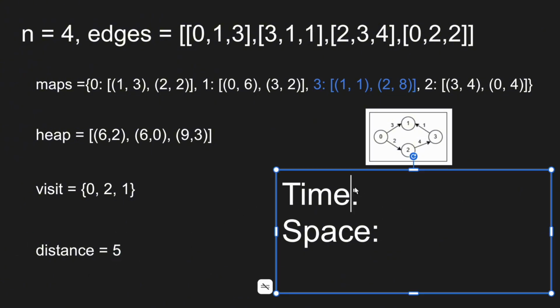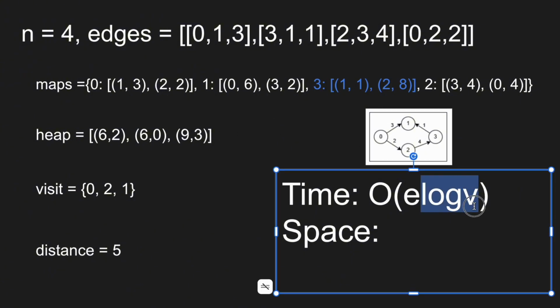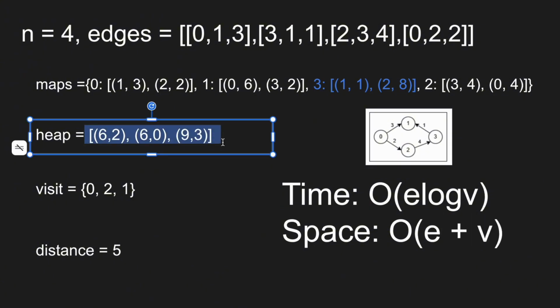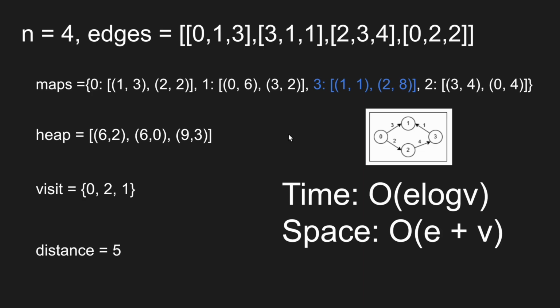And the time complexity would be O of E log V, where E is the number of edges and V is the number of vertices, because we will have to look through E number of edges, and each time we pop, the time would take log number of vertices time. And the space complexity would be O of E plus V, because the heap and this maps dictionary will depend on the number of edges and vertices.